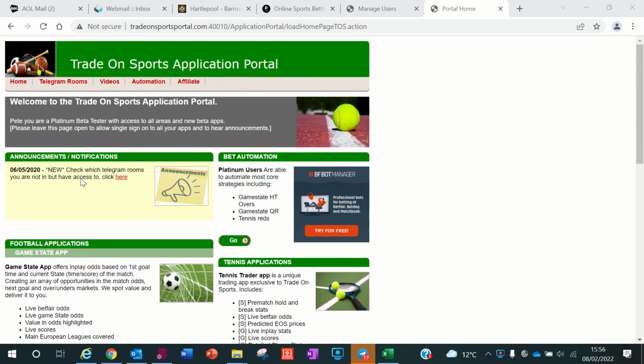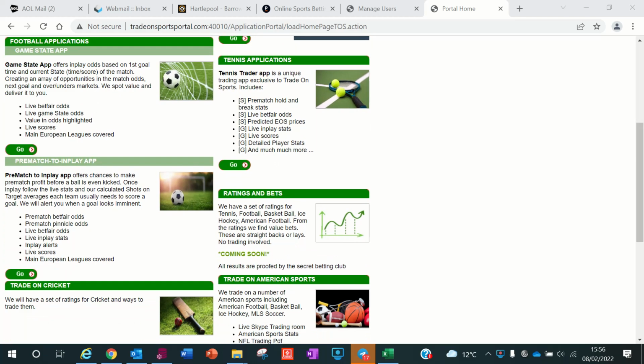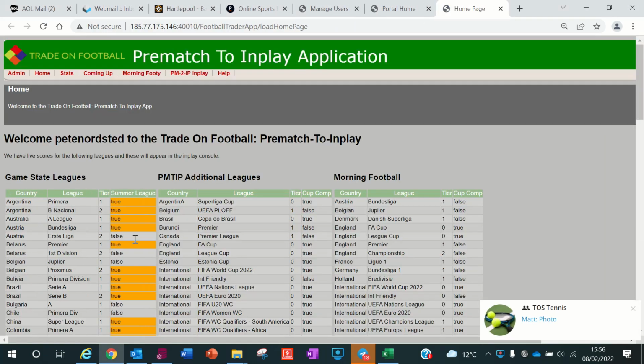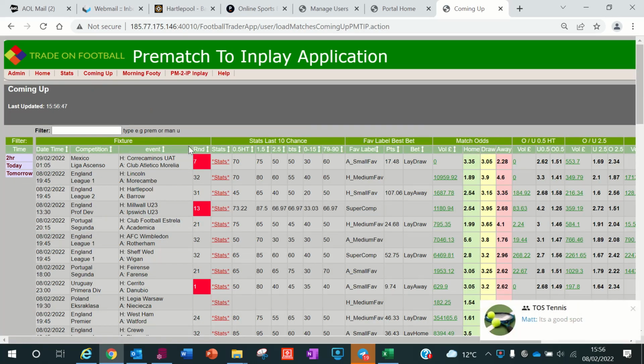I just wanted to show you what's coming up on the portal for the gold and platinum members. If we go to the Pre Match to In Play portal and go to coming up, we can see a list of the matches coming up and some of the stats. I'll go through this.